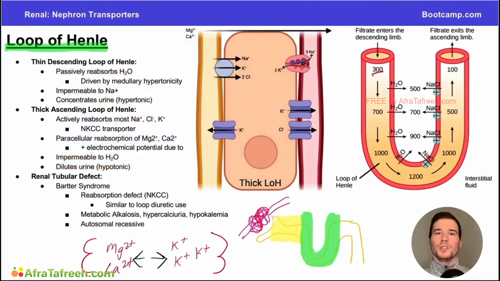and allows our body to reabsorb some of it. So just as a general recap to make sure you guys understand the high importance points here, the thin descending loop of Henle and the thick ascending loop of Henle work together to concentrate and dilute our urine and allow the body to bring back sodium chloride and the water that we need.